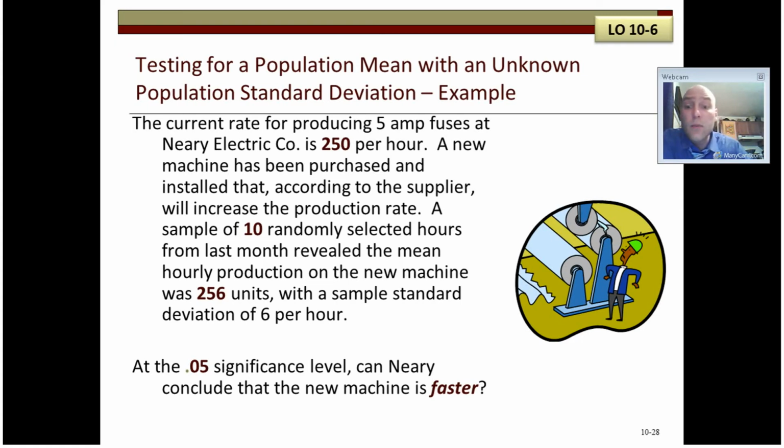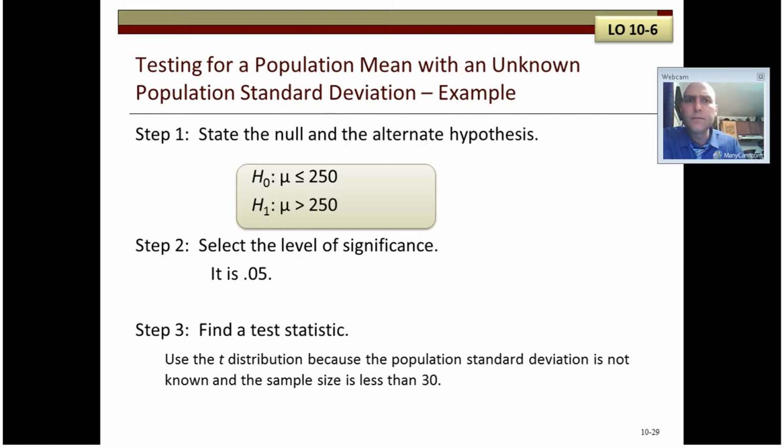Well, we're certainly producing more units per hour, so that's in the right direction. But I don't know, is 256 a lot more than 250? Meaningfully more? Or is it just barely enough that it's more, but not really meaningfully more? Step 1, come up with your hypotheses. Start here.